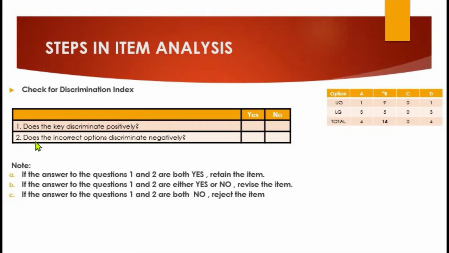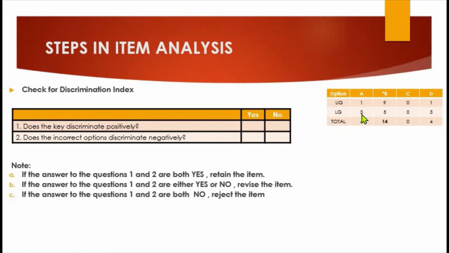Okay. And then, yung second question is that, does the incorrect options discriminate negatively? So, pag sinabi po nating options, ibig sabihin, magfo-focus po tayo dito sa mga distractors. Itong letter A, letter C, at letter D. Kasi ito yung mga options, maliban na lang sa letter B kasi ito yung key answer. So, titingnan po natin yung A, C, at D. Does the incorrect options discriminate negatively? Ibig po niyang sabihin, kung mas marami pa yung bilang or yung number ng lower group kesa doon sa upper group.